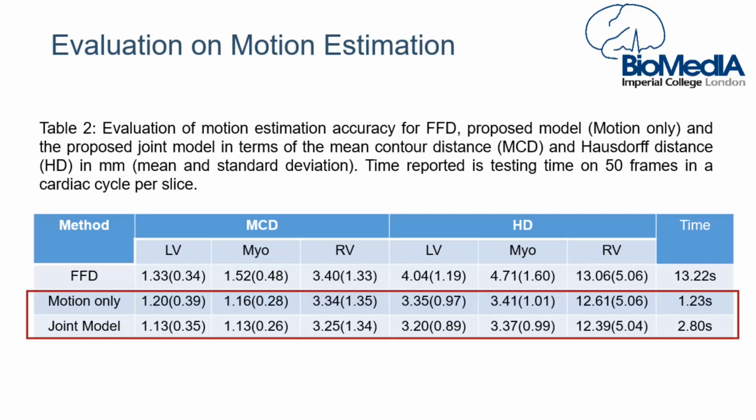Additionally, here we also show the testing time, performed on the 50 frames of a single slice in a cardiac cycle. We see that the deep learning method can offer a much faster speed in this case, which is also a benefit of the method.